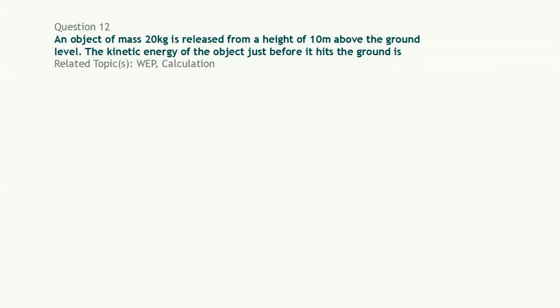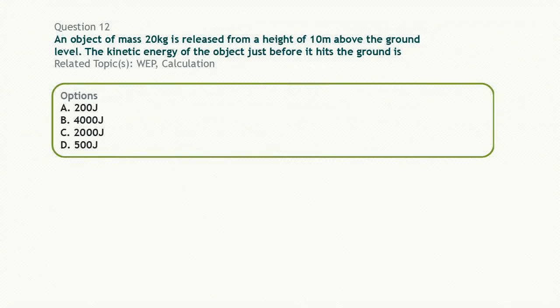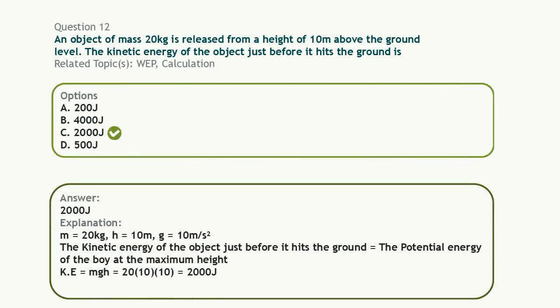Next, on work, energy and power. An object of mass 20 kg is released from a height of 10 meters above the ground level. The kinetic energy of the body just before it hits the ground is. Alright, the kinetic energy of that body before it hits the ground is going to be equal to the potential energy of the body at that height above the ground from which it was released. So instead of using the half mv square, which is the formula for kinetic energy, we would use the formula for potential energy.